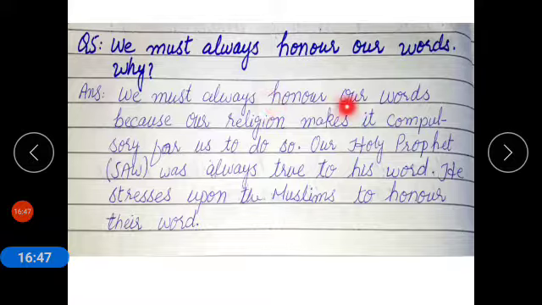We must always honor our words because our religion makes it compulsory for us to do so.